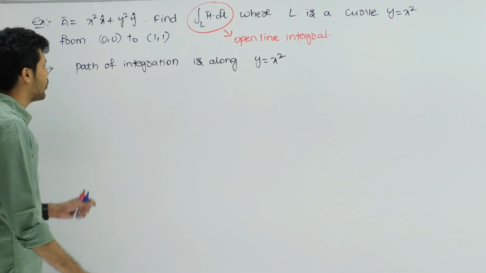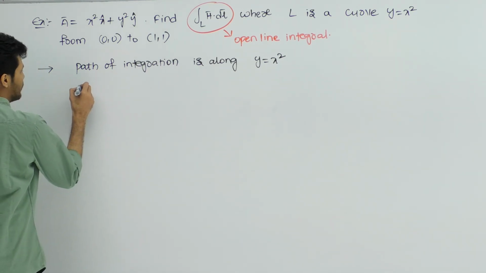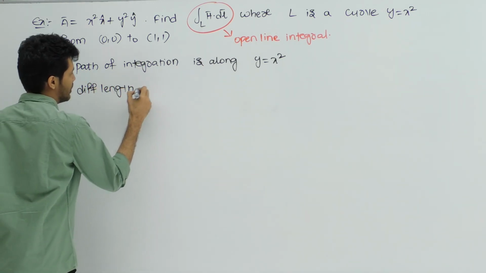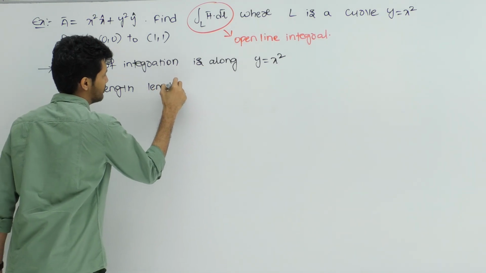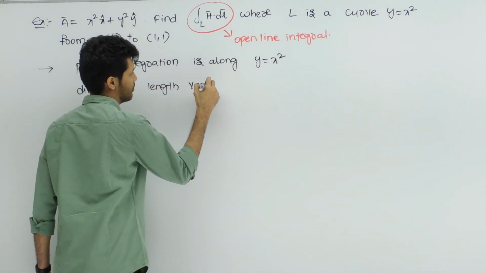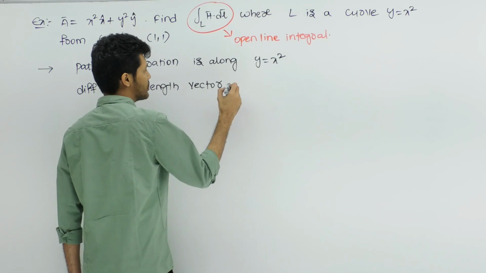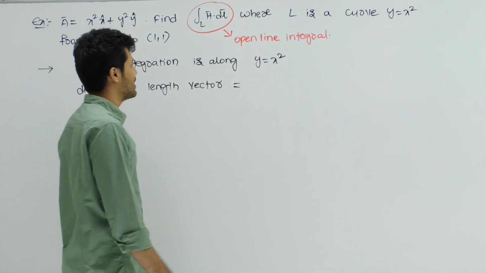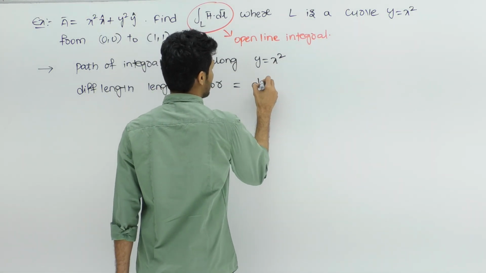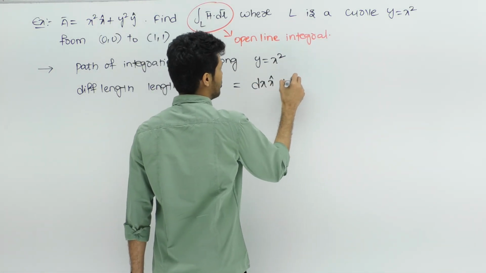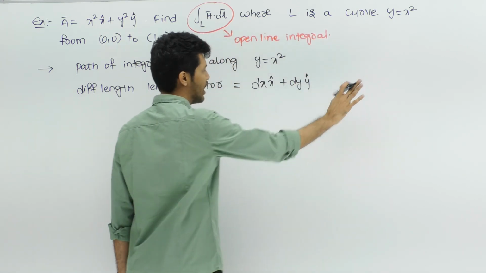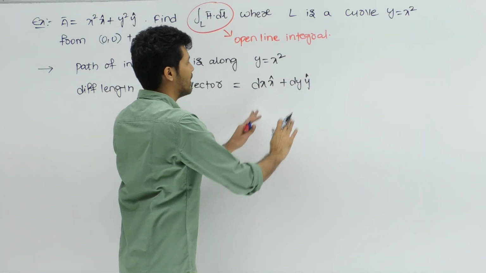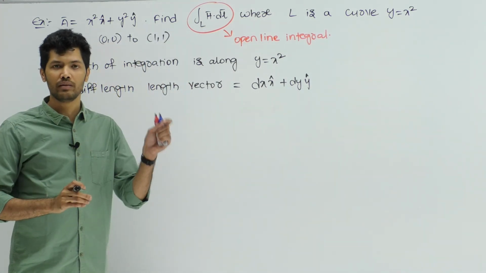And what is the differential length we will take? The differential length vector. In the Cartesian system, since the given vector field is in terms of the Cartesian system, the differential length vector is dx x cap plus dy y cap. We don't even have to take the z component. Now here we have two variables. Let us convert both variables into one single variable.